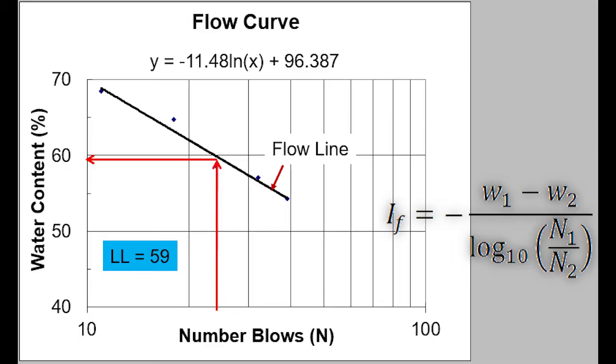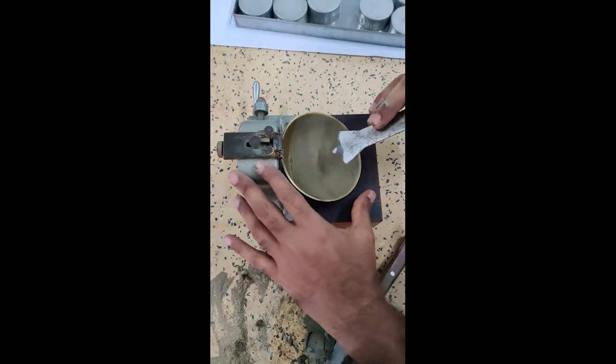Now by air drying the sample under the fan, the water content will change, and when the similar process is repeated, we will get a different value of blows for the gap to close. By plotting different values of N versus water content on a semi-log graph paper, we will get a straight line, and interpolating the value at 25 blows, we will get the liquid limit.